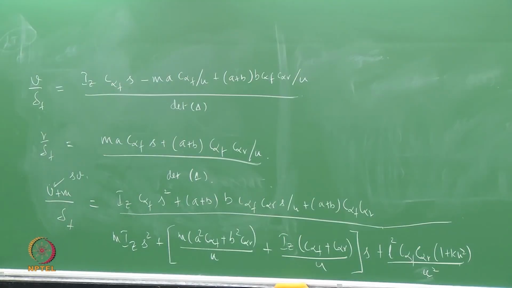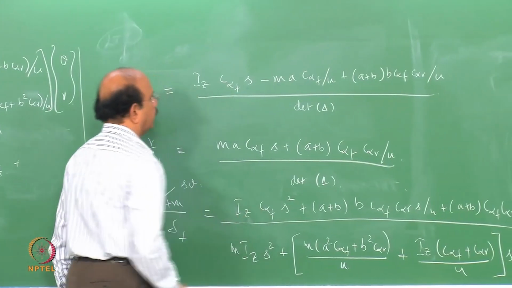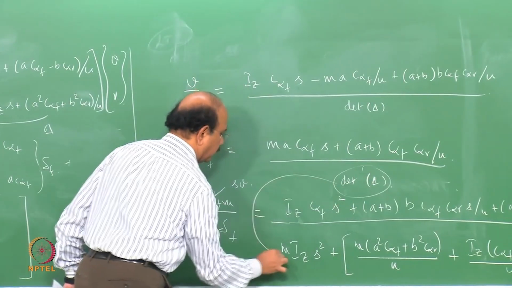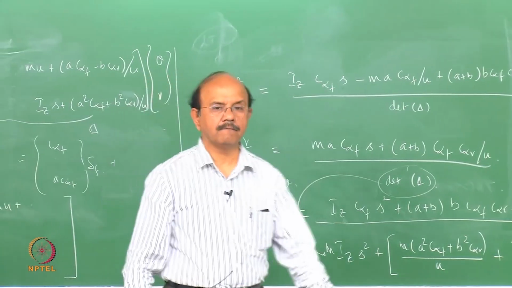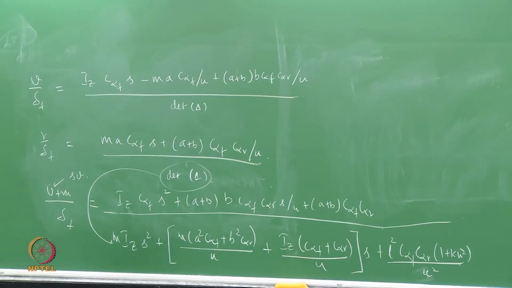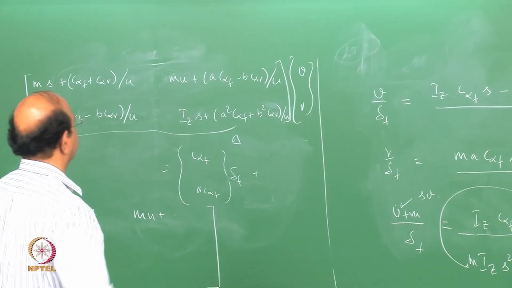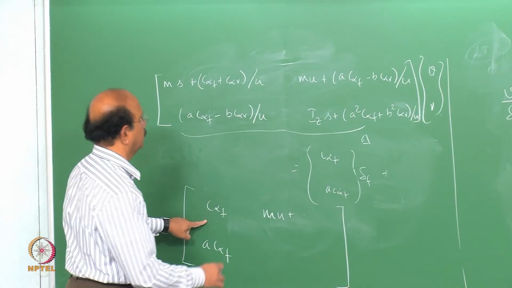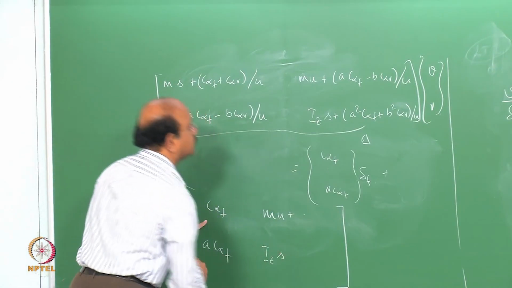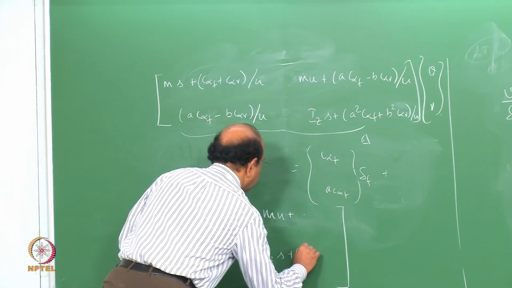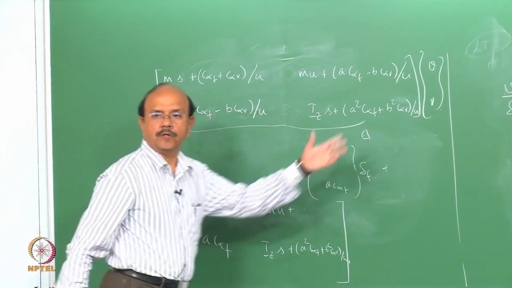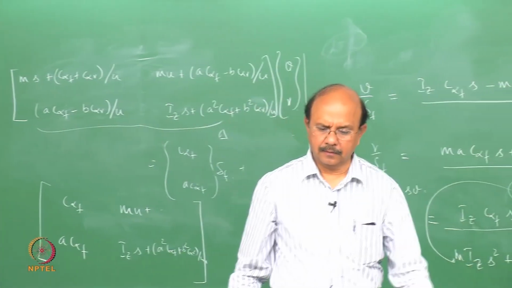Right, that is the determinant, this is the numerator and that's the denominator. For r by u, just substitute here for this, substitute that. Sir, is the numerator of the first equation correct? Just check that. Let us check this. That's why I said put that here. Okay, C alpha F. So Iz S plus A squared C alpha F plus B squared C alpha R by U. Okay. Substitute it and check. What is the expression?